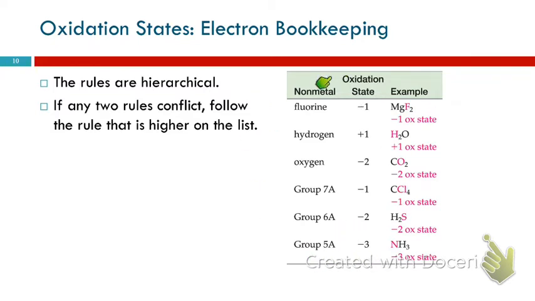So the way I think of this is the nonmetals want to have an oxidation state equal to the charge they would have if they were an ion. But they can't always get what they want. And so this is the order. Who's in line first? Fluorine's first. Fluorine gets what he wants. Then hydrogen, then oxygen, and then it goes 7, 6, 5.